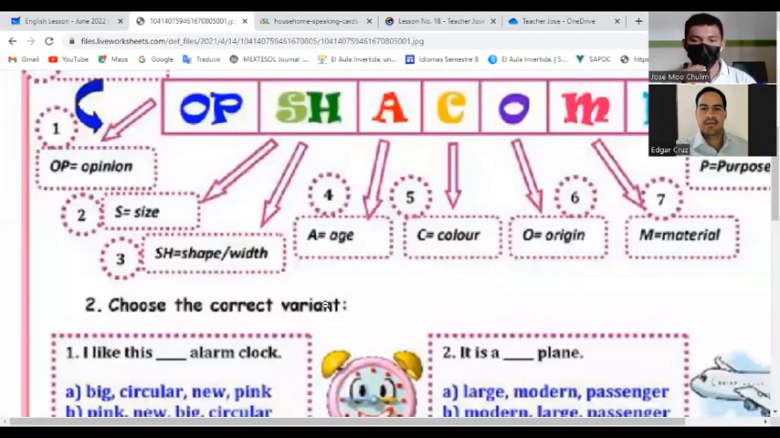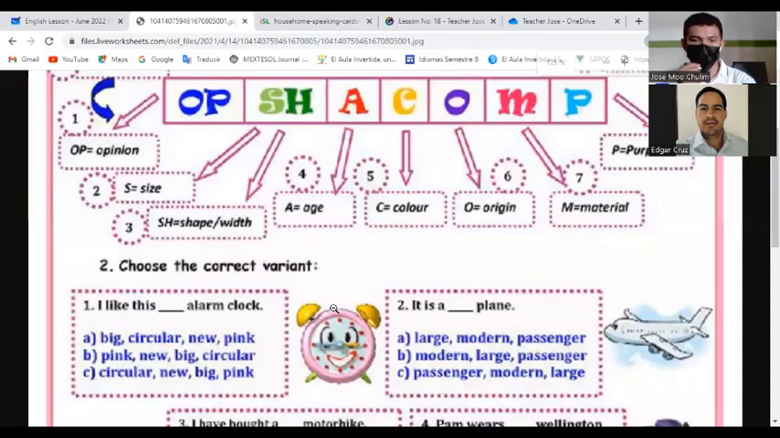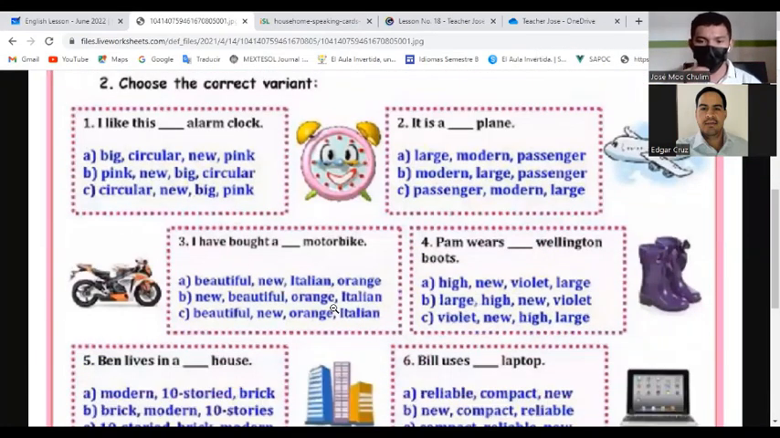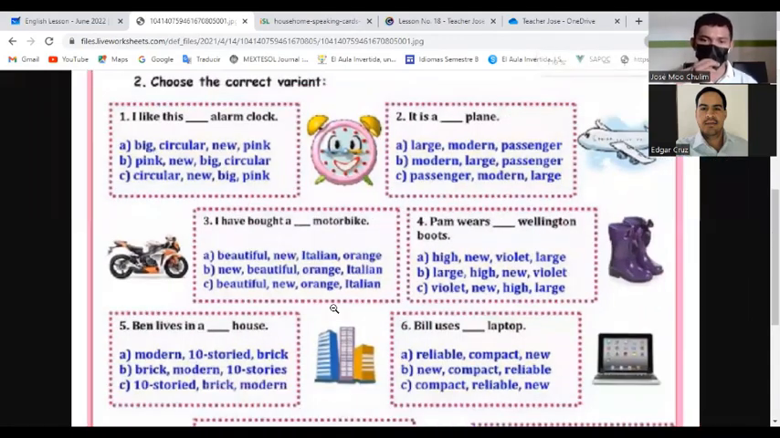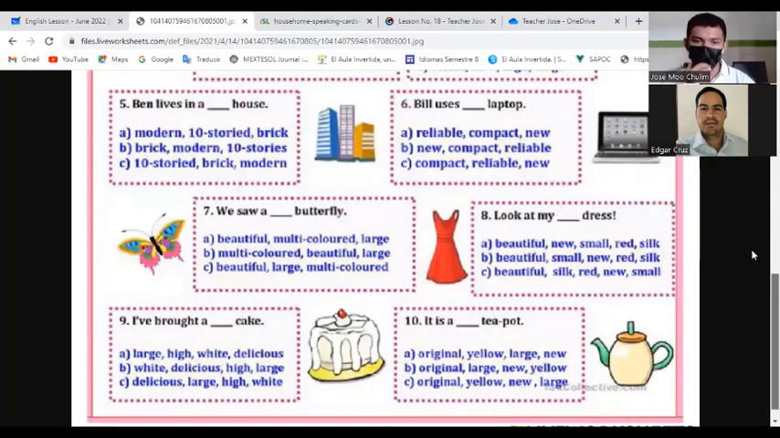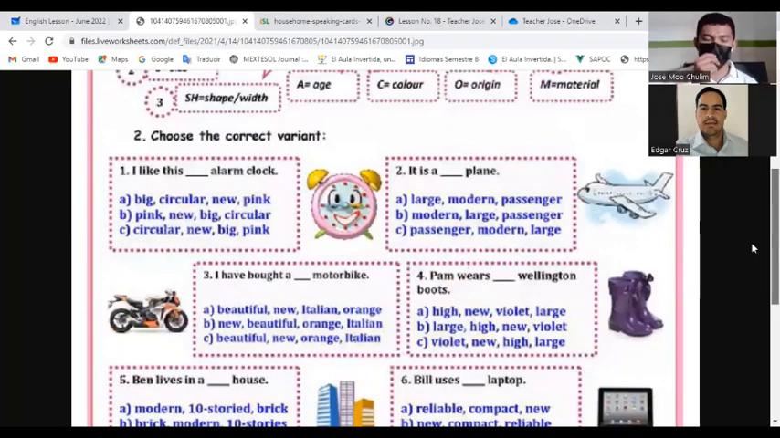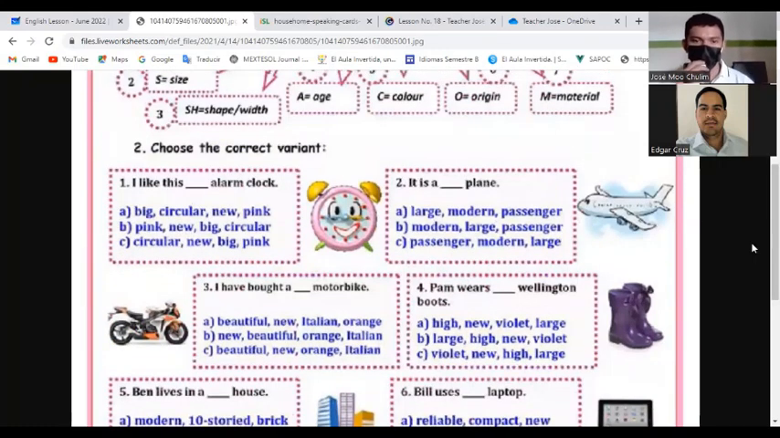Can you see these activities? Yep. Okay, we have different objects here. For example, we have a clock, a motorbike, an airplane, some pair of boots, a house or a building, a laptop, among other objects in this picture. The purpose of this activity is for you to practice this specific order. Let's practice with the clock.